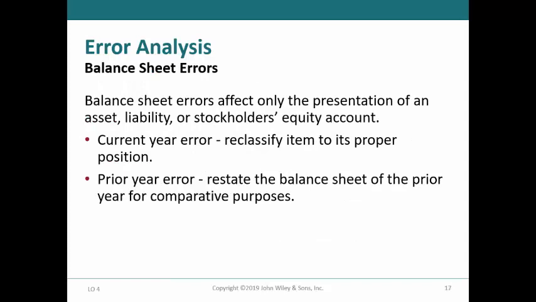Classification errors occur when an amount is debited or credited to the wrong account. For classification errors affecting only the balance sheet, we would need to reclassify the amount to the correct account for the current period and all prior periods that are presented for comparative purposes. An example of a balance sheet classification error would be the recording of a liability as long-term when it should have been reported as current. To correct this error, we would need to move the amount to the current liability section instead of long-term liability section for all periods affected.